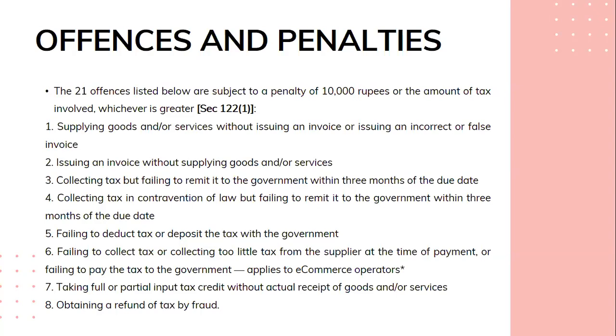supplies some goods and the tax amounting to those goods is say rupees 12,000. In that case, he'll be charged the penalty of rupees 12,000 only. But if the amount is really high and it exceeds rupees 5 crore, then in that case, the offense would be a cognizable offense and hence it will become a serious offense.